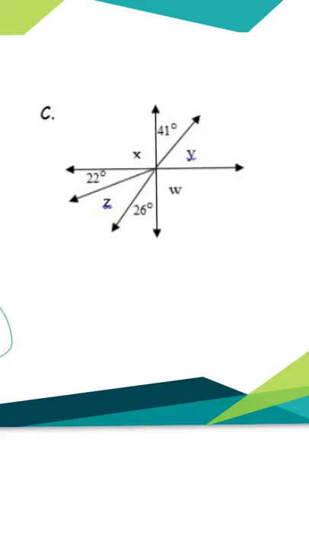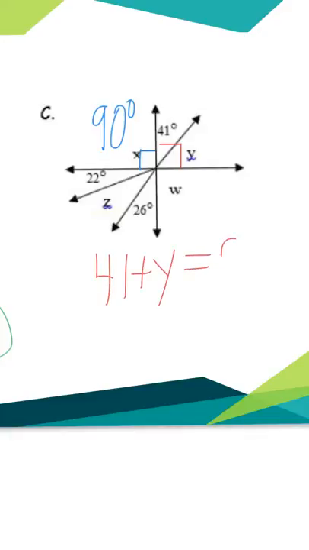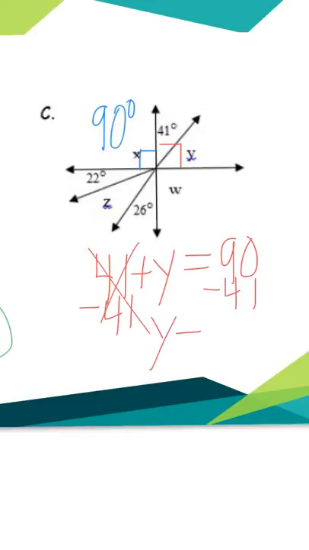In part C, you need to find an x angle, a y angle, and a z angle. You should notice that the x is actually a right angle, so we know that x is 90 degrees. You will also notice that the 41 degrees and the y make a right angle, so 41 plus y would add up to 90 degrees. If you get rid of the plus 41 by subtracting 41 from both sides, you will see that y equals 49 degrees.